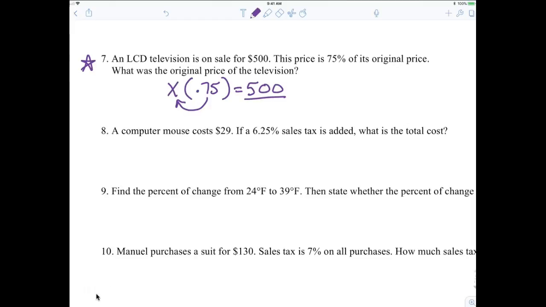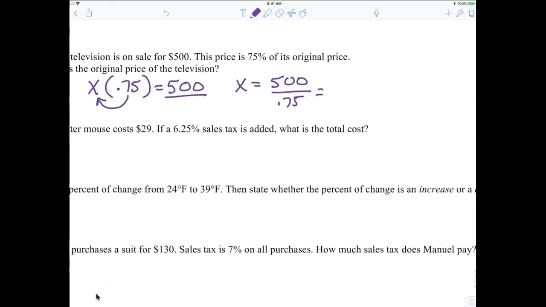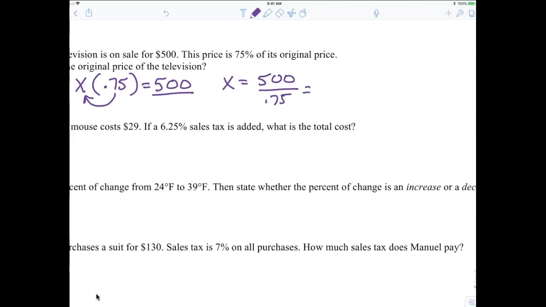What do I do? What's the next step? What did I do, Will? 0.75 or 500. Yeah, somebody do 500 divided by 0.75. All right, so we would say the original price was $666.67 if we rounded it. Everybody with me on this?